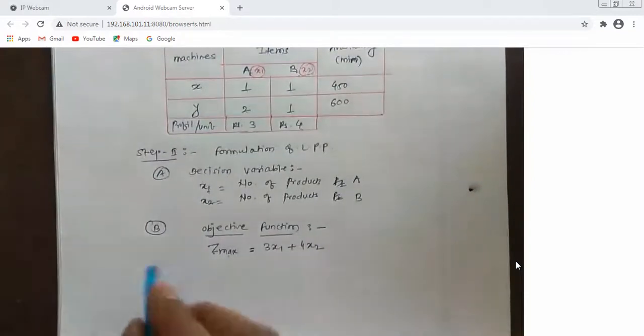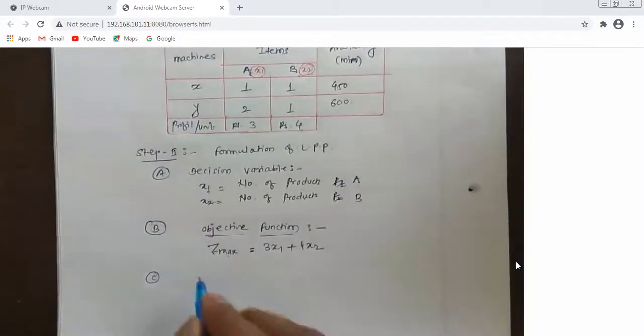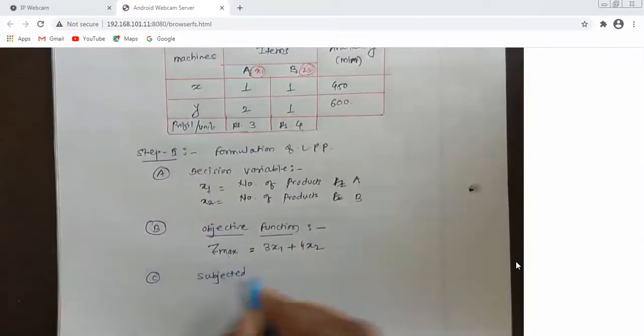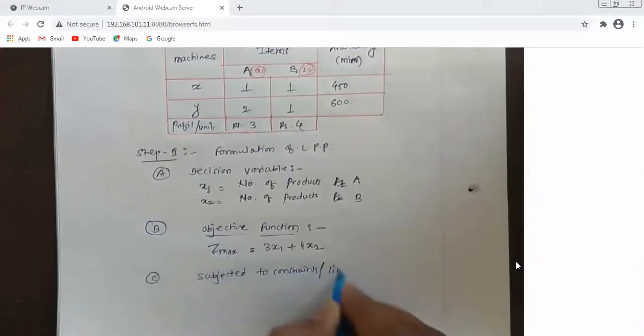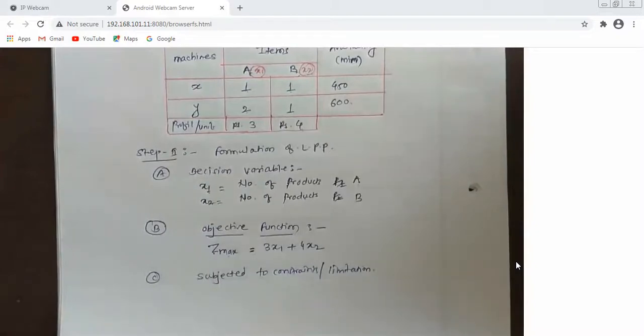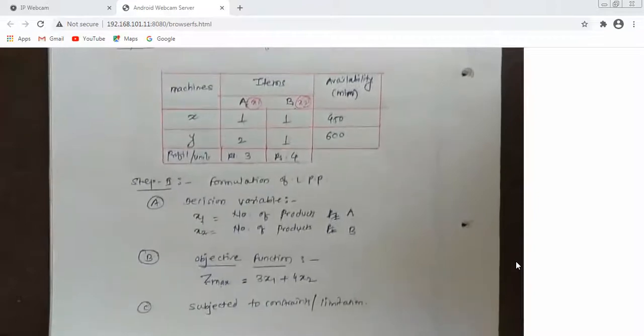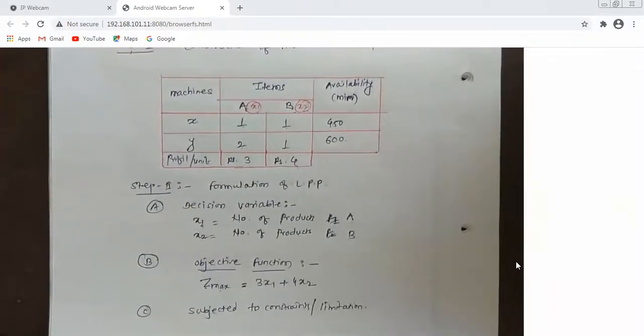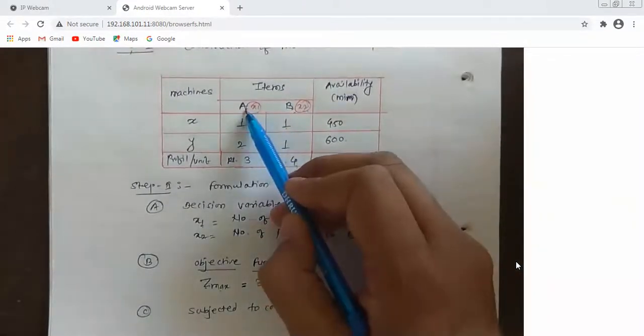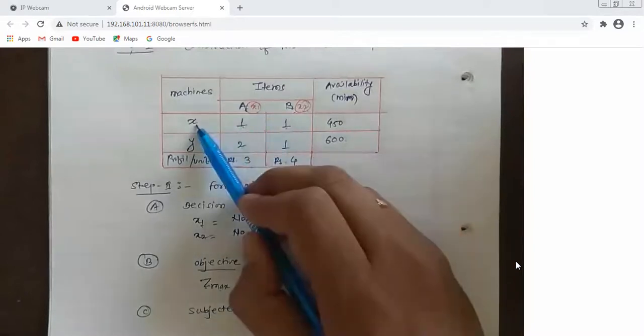Now the third sub-step is subjected to constraint or limitation. Subjected to constraint or limitation. Now see how I can write. What is the constraint? For producing item A, we require 1 minute on machine X.